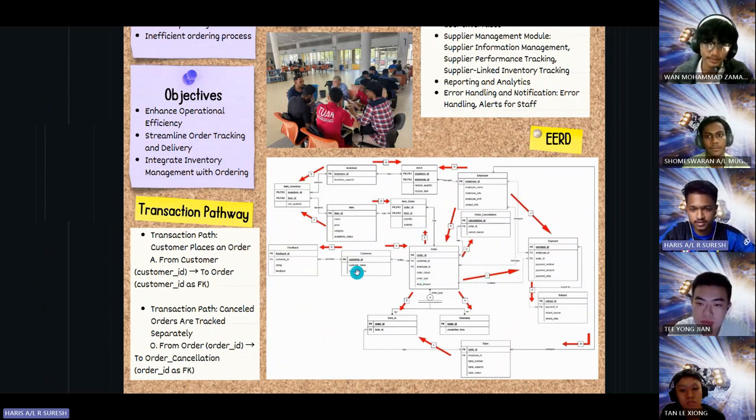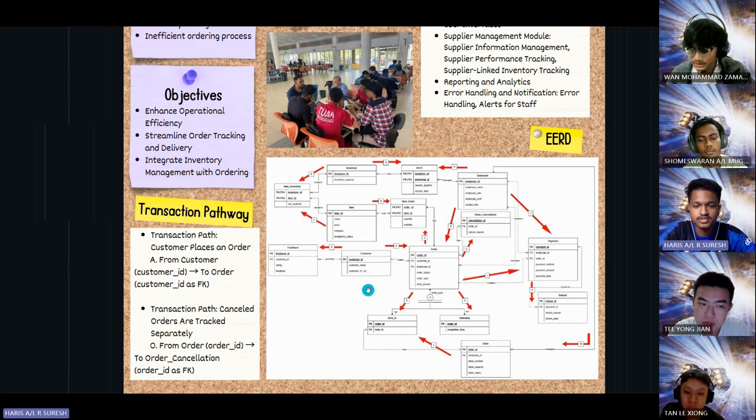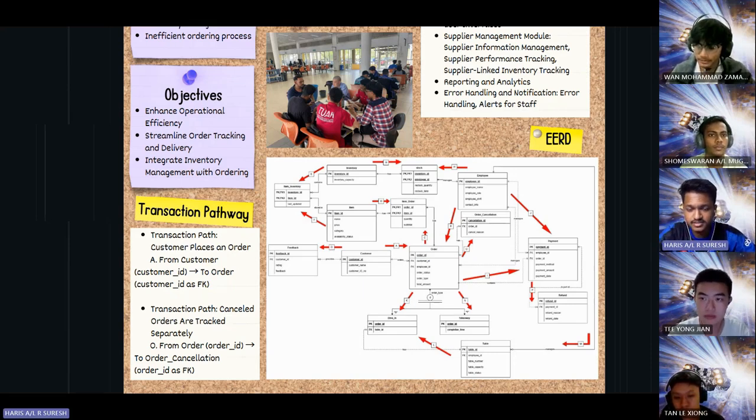When a customer places an order, the customer ID will be included in the order table. So let's say if the user wants to identify the customer's name and IC number through the order table, we can join the customer table and order table using the customer ID. Or we can also search the order details using the customer table by searching the customer IC number.